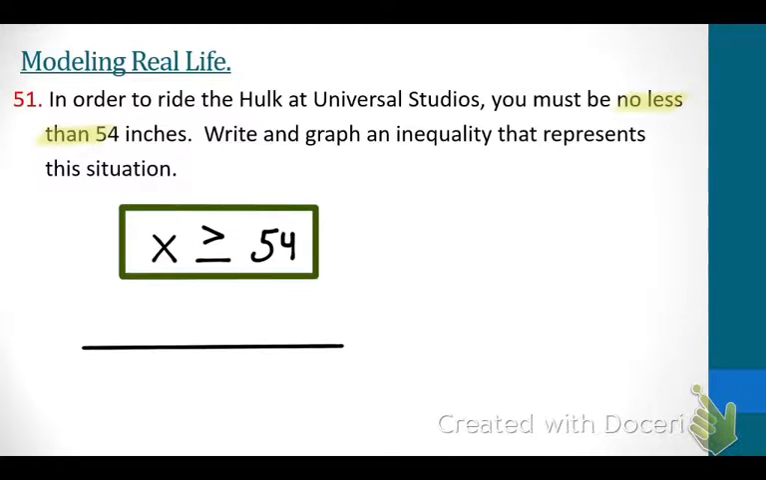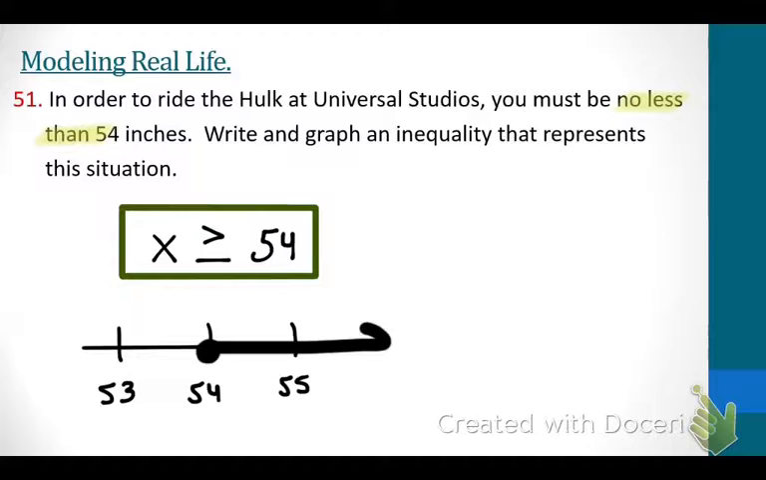Hope, what number should go in the middle? 54. And to the left? 53. To the right? 55. Okay, open or closed? Closed. Closed circle because it is equal to. And it says all solutions are greater than 54. Which direction should the arrow go? Right. To the right is correct.